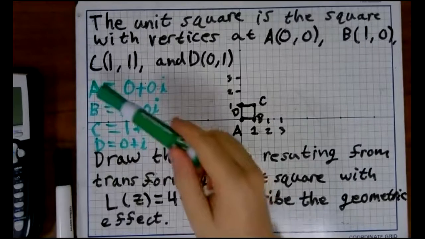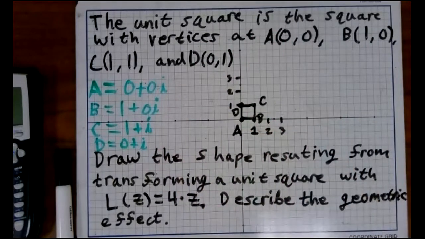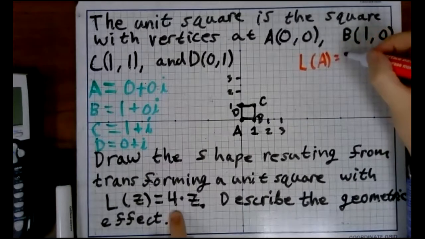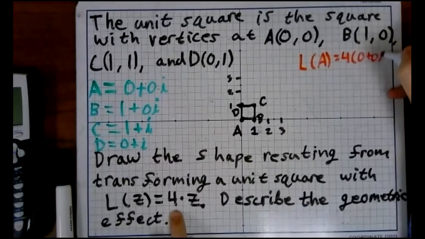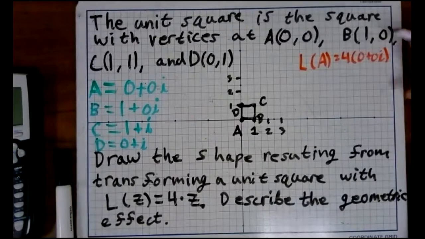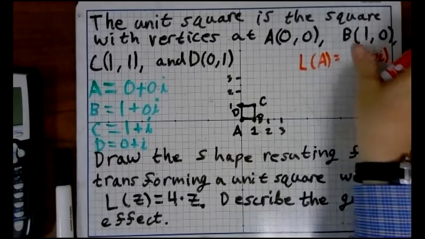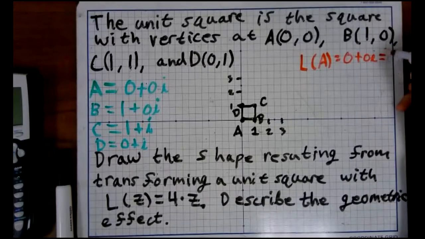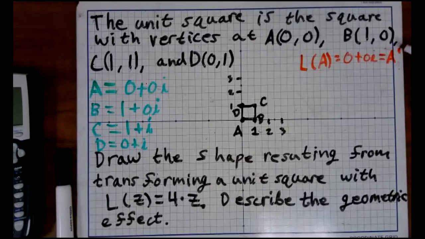Now that we have our A, B, C, and D as complex numbers, we can plug them into this function here. L of A, that's going to be 4 times A, so that's 4 times 0 plus 0i. Distribute, 4 times 0 is 0, 4 times 0i is 0i. So L of A is 0 plus 0i. We will call this point A prime, A with a little apostrophe.